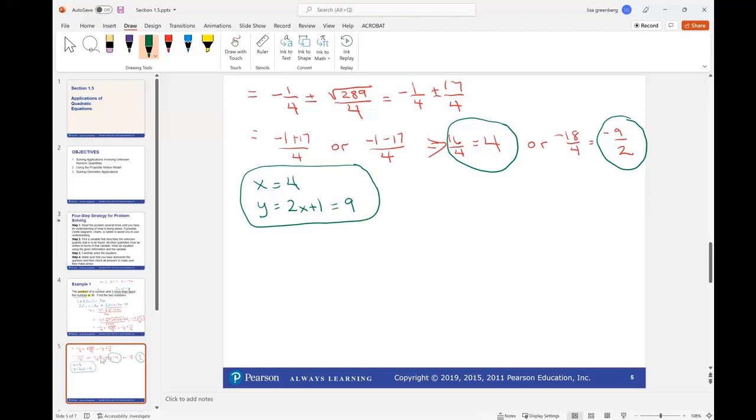Okay, now let's see what happens when I do negative 9/2. I get x equals negative 9/2, and I get y equals 2 times negative 9/2 plus 1.